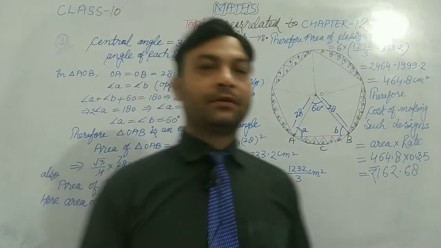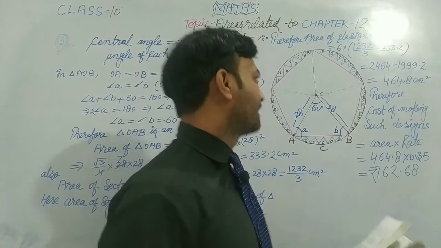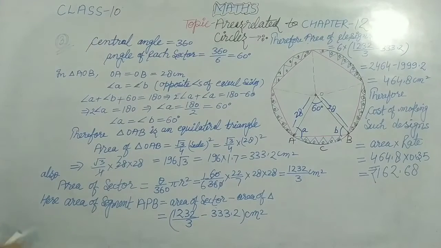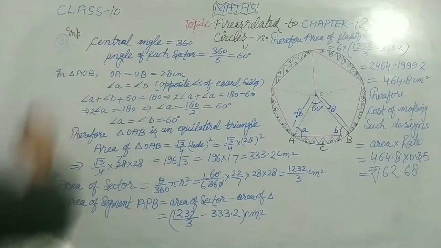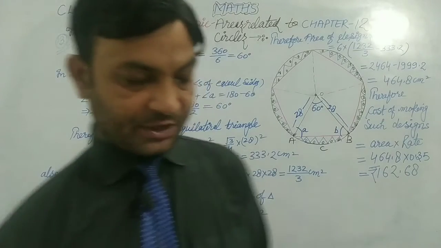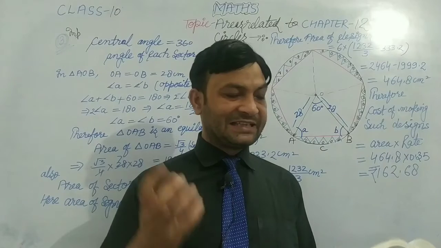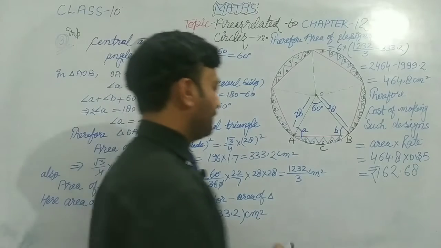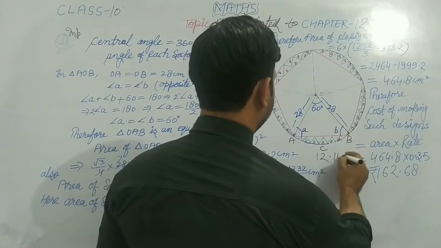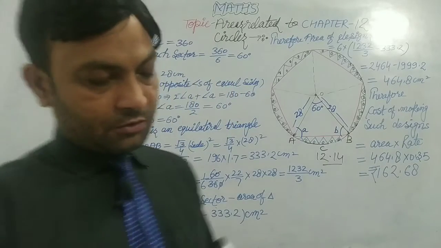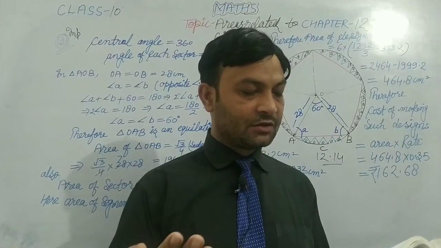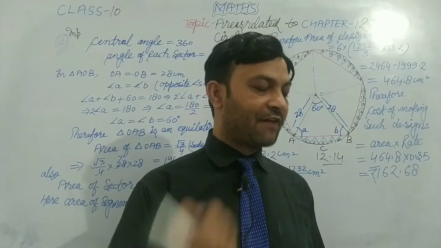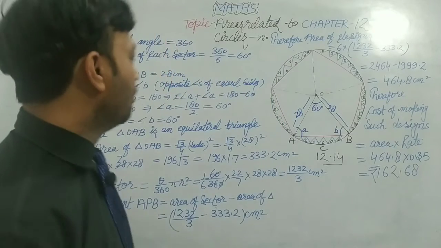Hi viewers. In this video we are going to start exercise 12.2, question number 13. It is an important question of this exercise, and the second last question. Let's see this question. A round table cover has 6 equal designs as shown in figure 12.14. If the radius of the cover is 28 centimeter, find the cost of making the design at the rate of 0.35 per centimeter square. Root 3 equals 1.73.